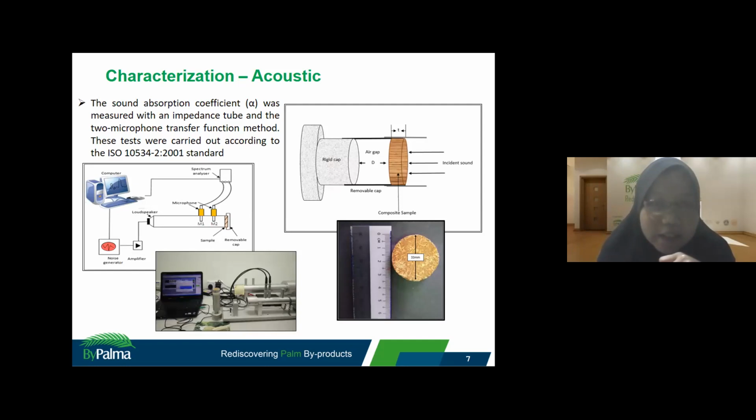This is basically the schematic diagram. This is the real setup in the lab. And then we have four different air gap thicknesses: 0 millimeter, 10 millimeter, 20 millimeter, and 30 millimeter. This is the schematic diagram, and then this is the sample, which is a small sample cut in a circle, round shape, 33 mm.